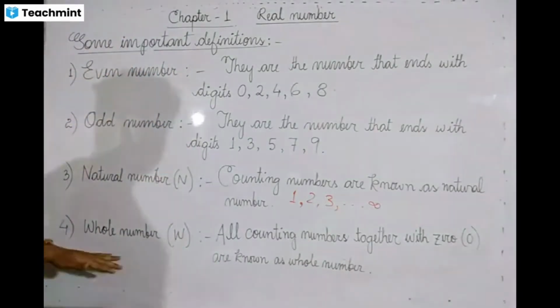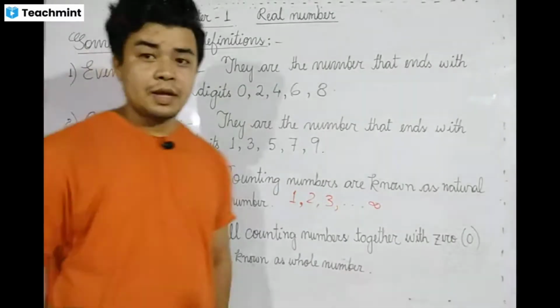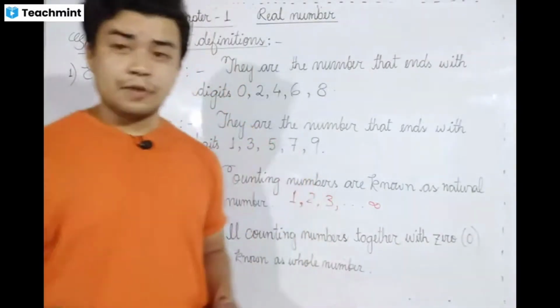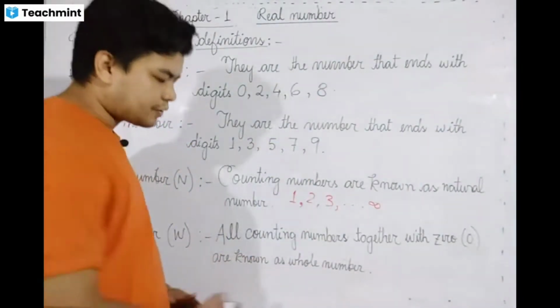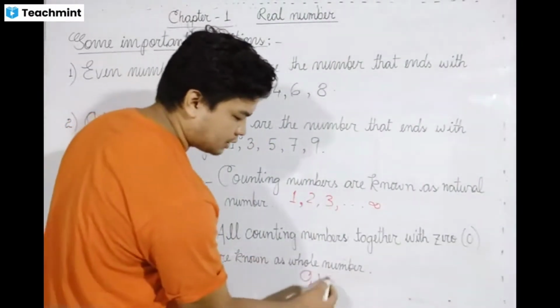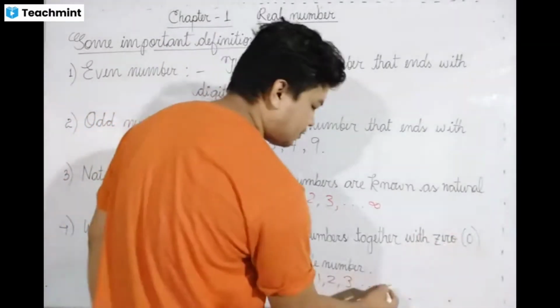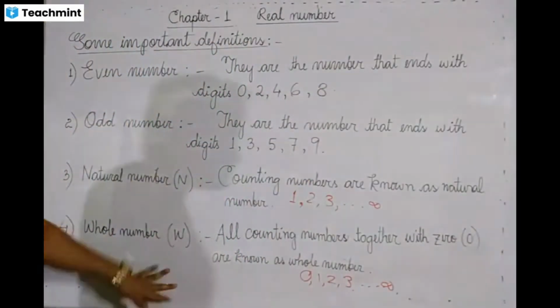And next is the whole number. Whole number is represented by capital letter W. If I put 0 into the natural numbers, then it forms a set, and that set is known as the whole numbers. It starts from 0, 1, 2, 3, and goes on up to infinity. This set is known as the whole numbers.